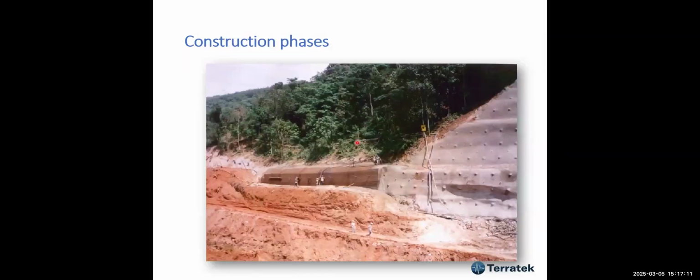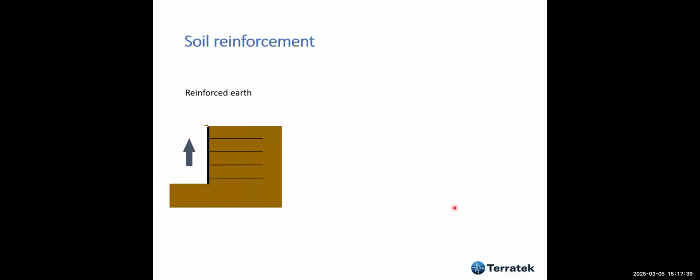And this is exactly what was being done at the Yellow Line many years ago, in which they were excavating and putting the nails in. In most cases, the nails have a spacing of, let's say, 1.5 to 2 meters, and the length varies, of course, with the height of the slope and inclination. So soil reinforcement, we have reinforced earth, which you build from the bottom.